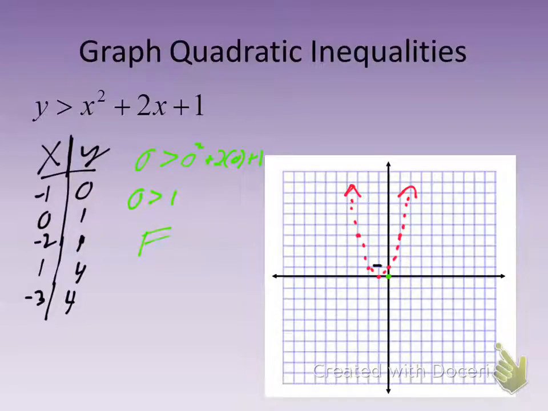Wait, are you actually inside the parabola and outside? Yes. You tested negative 1, 0, right? We tested 0, 0. Negative 1, 0 is your vertex. You can't test what's on the parabola. Correct.